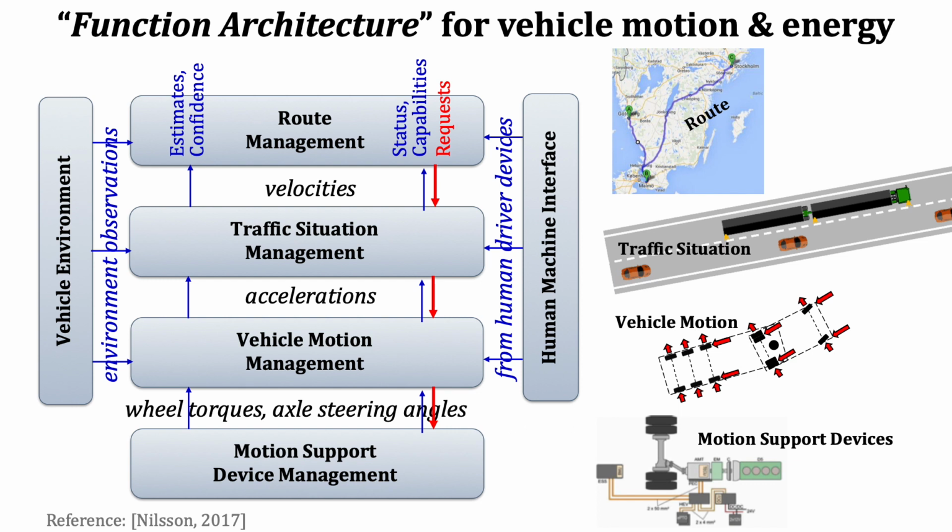So there is some kind of idea of what you are actually requesting. So typically simplified velocities, accelerations, and down here it's wheel torques, for instance, or axle steering angles. It can also be engine torque or wheel torque from brake. That means just one part of the wheel torque, because the propulsion would not be included.